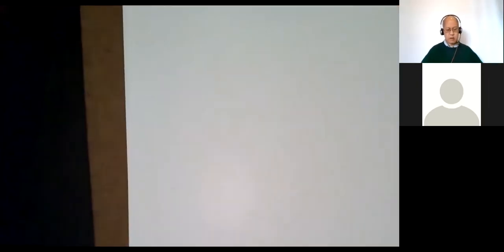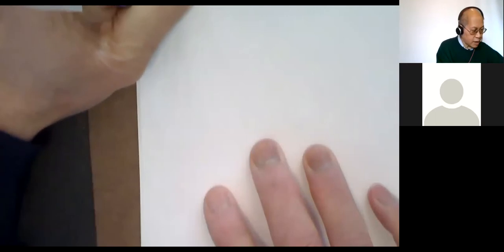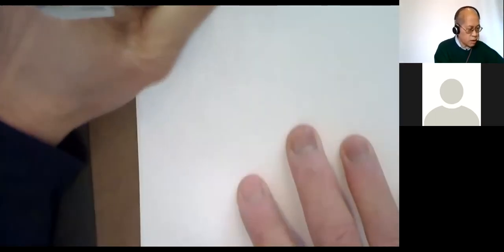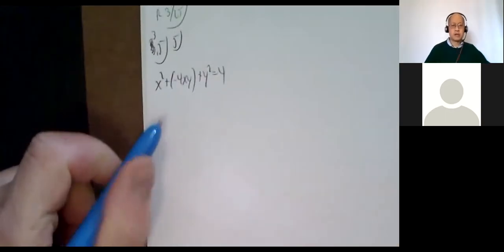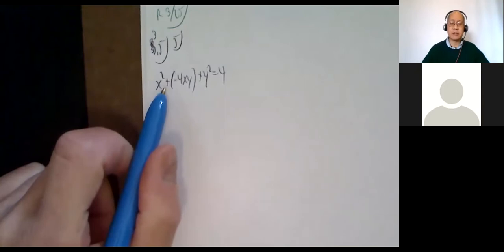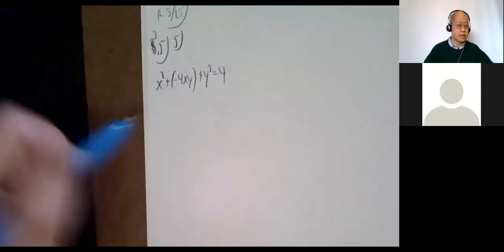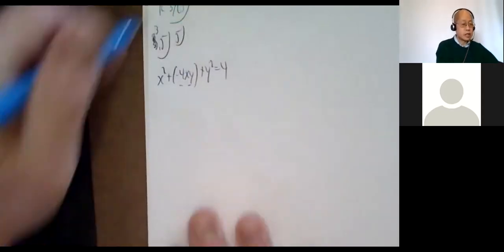Number 5, x squared, I think it's easier if you think of it as plus negative 4xy plus y squared equals 4. Okay, students will sometimes get confused if you leave it in negative, because then you may forget to count it as part of the product group. So it's easier to think of it as plus this, and this is the first function, second function.